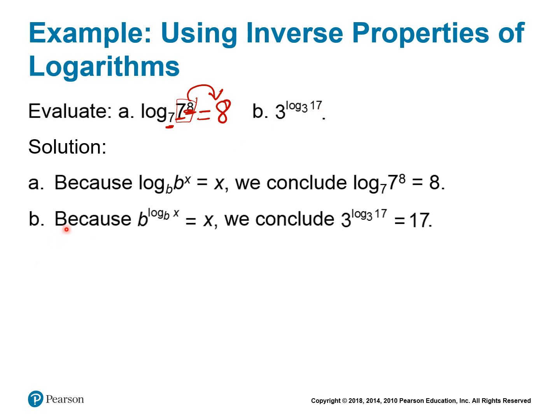So the answer is, because b to the power log base b of x equals x, by the property we learned, we conclude that 3 to the power log base 3 of 17 is also going to be 17, which is whatever number is next to the log base 3 in the exponent of 3 to the power log base 3 of 17.